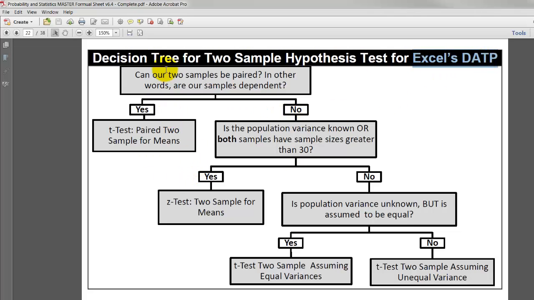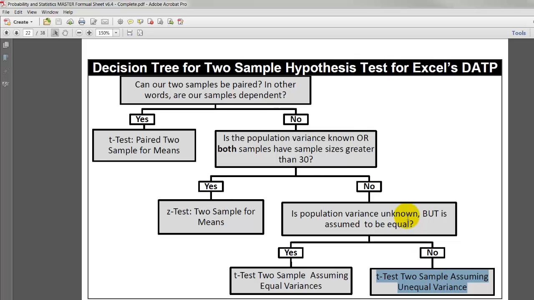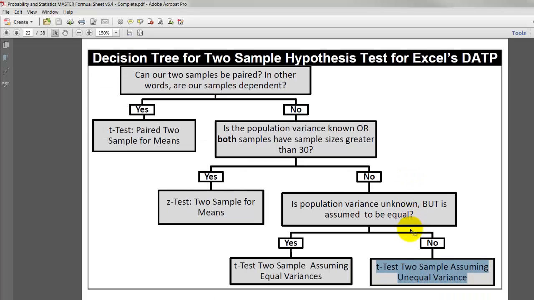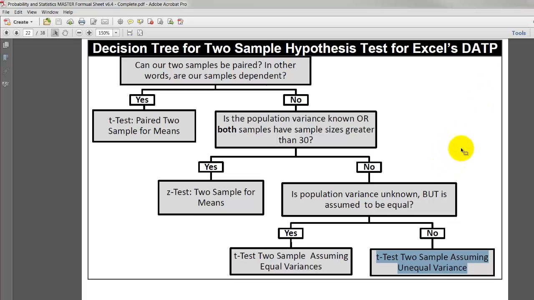If you know it well, you don't necessarily need this second decision tree, but let's go ahead and look at it. Can our 2 samples be paired? We've already determined no. Is the population variance known, or do both samples have a sample size greater than 30? Well, no. Is the population variance unknown but assumed to be equal? It is not assumed to be equal. We are in fact talking about the t-test, 2 sample assuming unequal variance, the same thing we led to in the previous decision tree. So we're going to select that test.